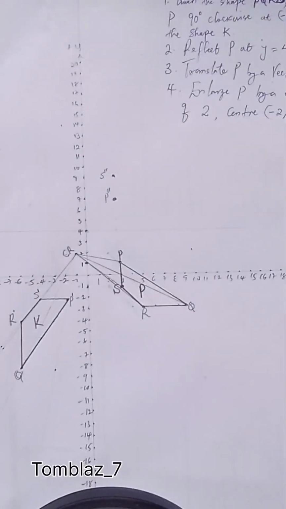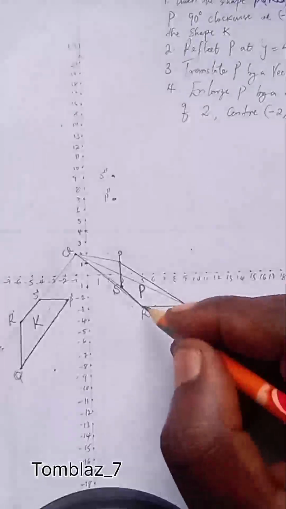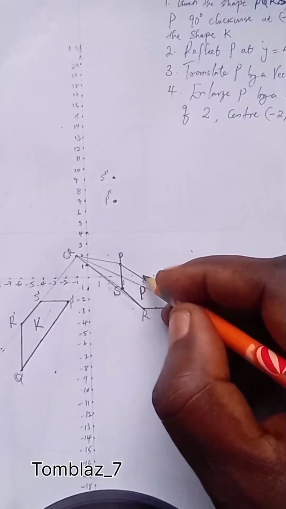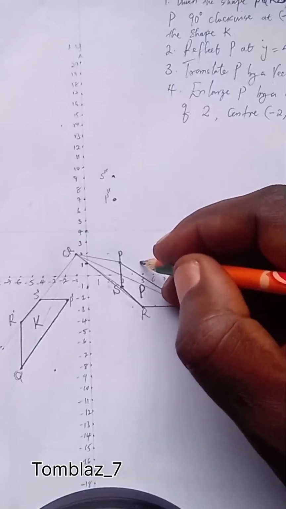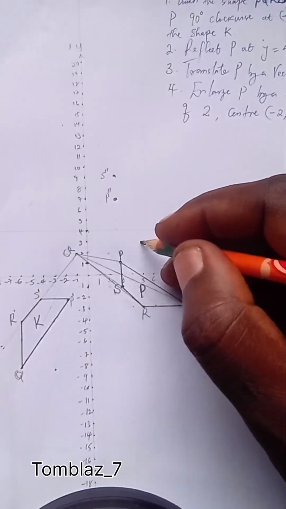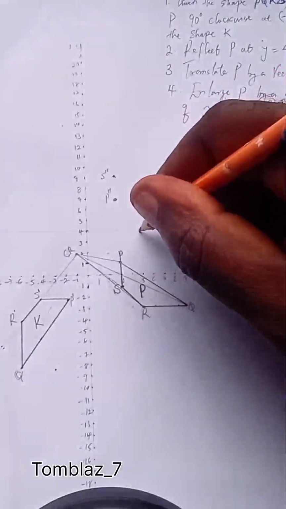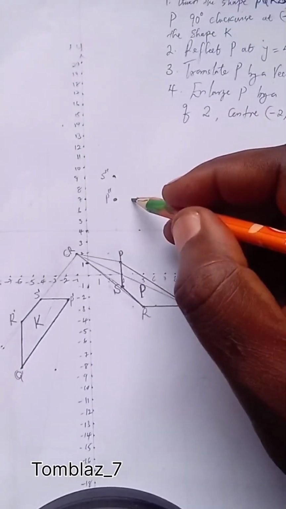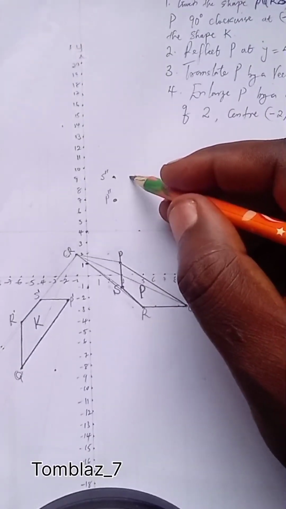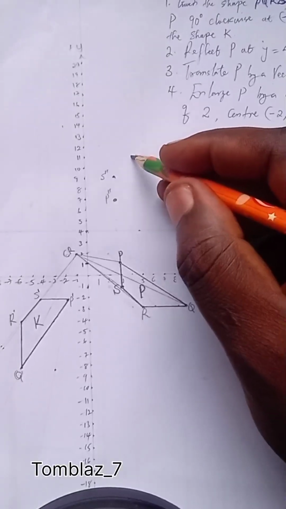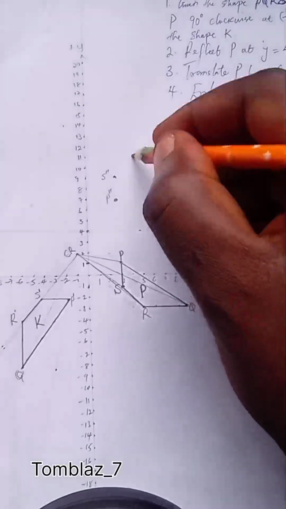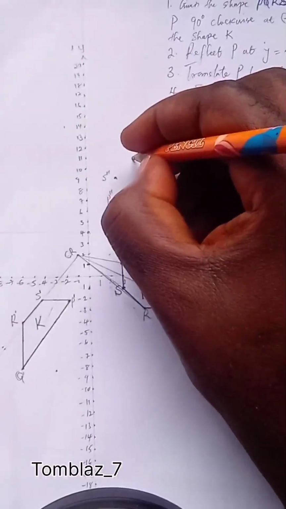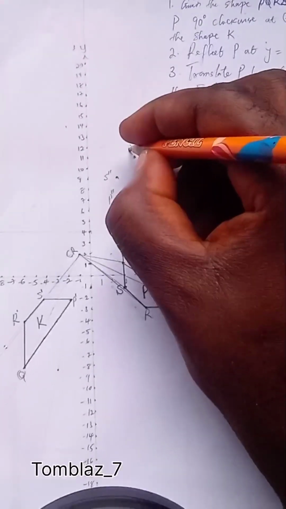Then let's do same for R. Look at where R is here. So we count 1, 2, 3, 4, 5, 6, 7. Then we have to take it 7 upwards, 1, 2, 3, 4, 5, 6, and 7. This is where the new point for R is. This is R prime prime.